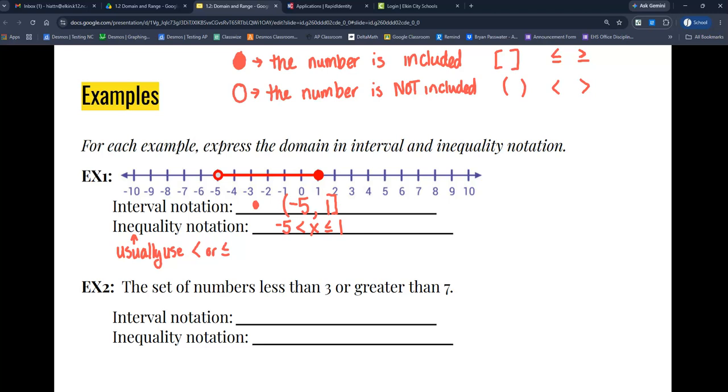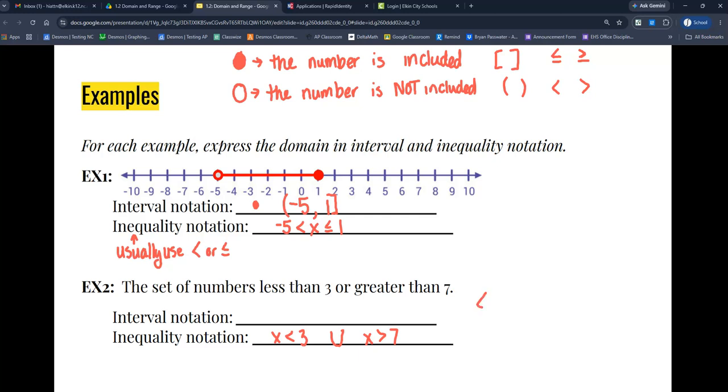Okay, let's do this one last one here, and then we'll go. Inequality notation is probably easier on this one because it says a set of numbers that are less than 3 or greater than 7. Well, they're using the words less than and greater than, right? So that makes it easier to do that here. So it's X is less than 3. I can use my fancy union symbol here if I want for the word or, or you could write the word or, either is fine. And then greater than 7, so X is greater than 7.